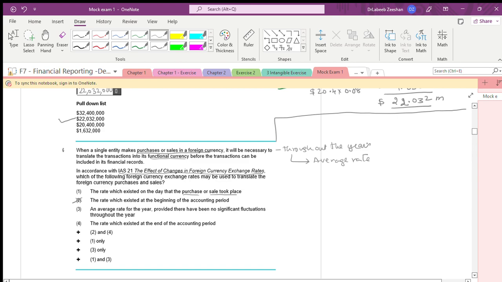An average rate for the year, as there have been no significant fluctuations throughout the year. The rate which exists at the end, no. We will not take the beginning whenever there is a purchase. Whenever throughout the year there is a purchase or a sale, it is going to be taken as an average rate. So the answer is what?